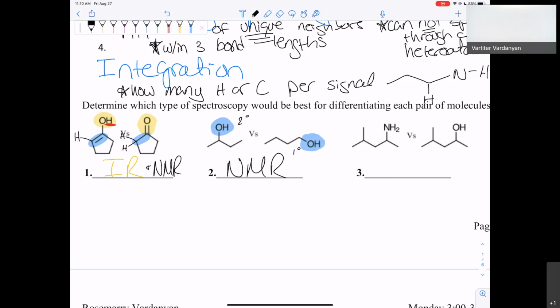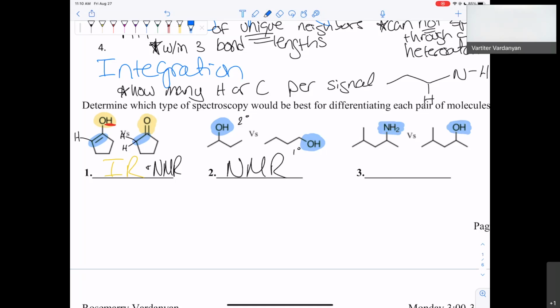Ooh, okay. So a couple people said IR, a couple people said both. So let's look at it. The difference here is an OH versus an NH. So that is a functional group difference, right? But why would you say both? Cool. Okay. We don't care about that.